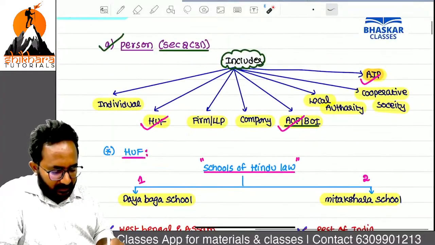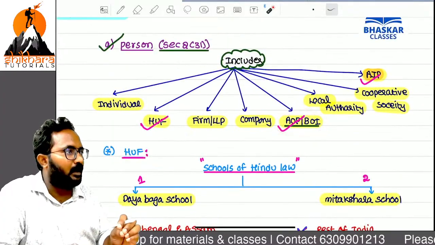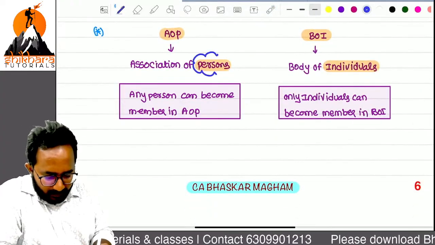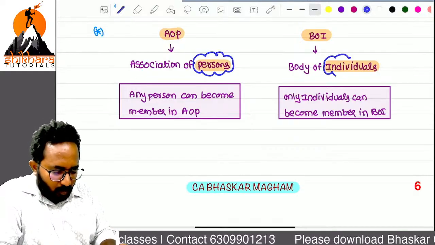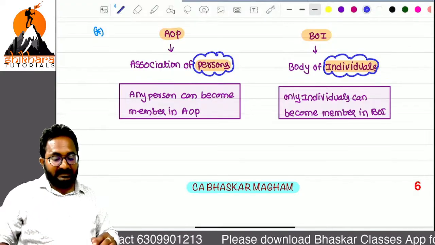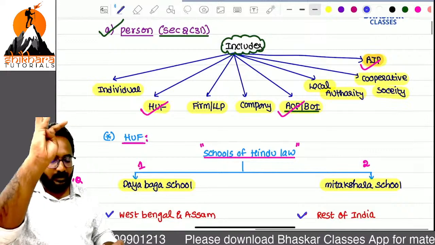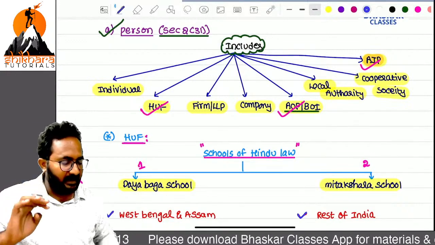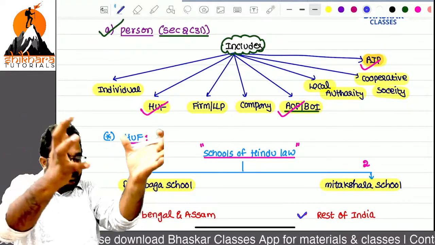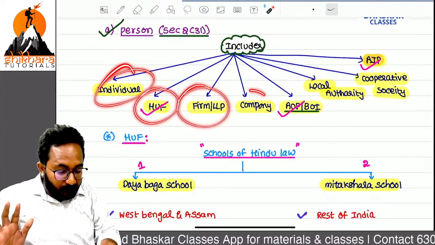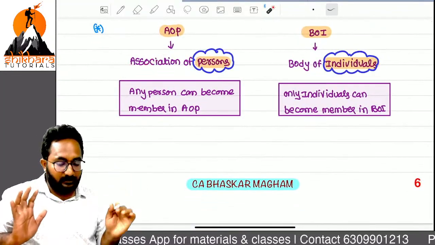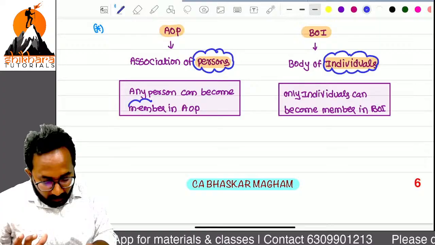Next, I want to give some introduction about what we mean by AOP or BOI. Yes, AOP full form, you know, association of what, ma? Person. BOI full form also, you know, body of individuals. Now, for example, in the person definition, we have individual, HUF, firm, LLP, company, AOP, BOI, AJP, local authority, cooperative society. Any person in the person definition can form an AOP, can form what, ma? Association of person. That means who can become a member in an AOP, ma?